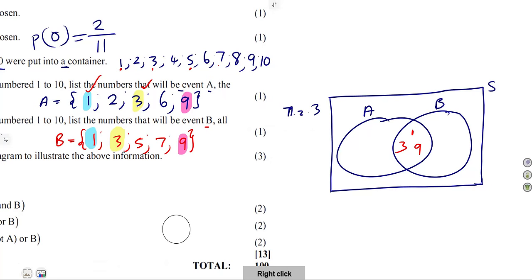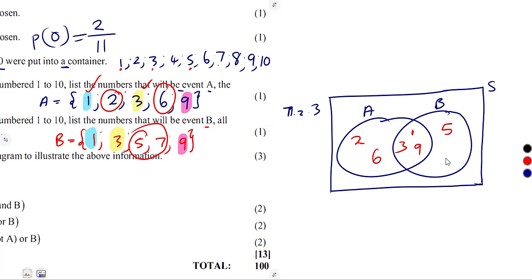So the question is, what is remaining in A after removing these ones in the intersection? We are remaining with the 2 and what? 2 and 6. What about in B? What is remaining? 5 and 7. So this is what you write in B only. Then covering A and B together, what is remaining out of the sample space?